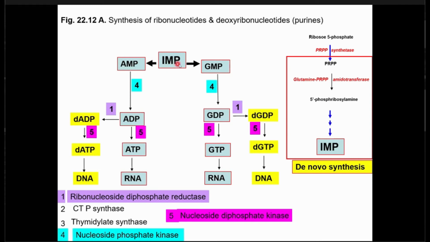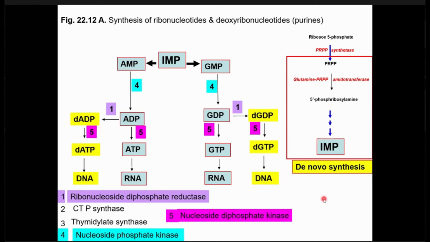So once you make your ADP for RNA, if you want to make your dADP, you call for the enzyme, which is ribonucleoside diphosphate reductase. Then from deoxyadenosine diphosphate, you get deoxyadenosine triphosphate, and then you make your DNA. The same for guanosine monophosphate: you make your guanosine diphosphate, then triphosphate, then you make your RNA. If you want to make your DNA, once you are in GDP, you use the enzyme ribonucleoside reductase to make your DNA.